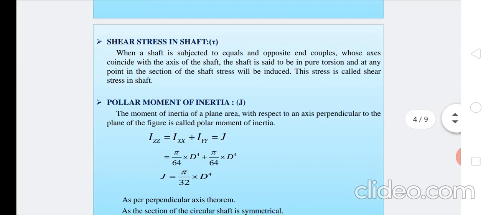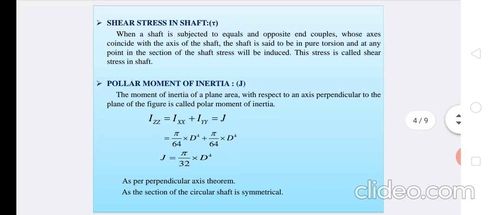Now, what is shear stress in a shaft? It is denoted by tau. When a shaft is subjected to equal and opposite end couples whose axes coincide with the axis of the shaft, the shaft is said to be in pure torsion.